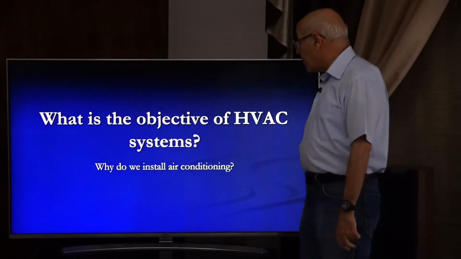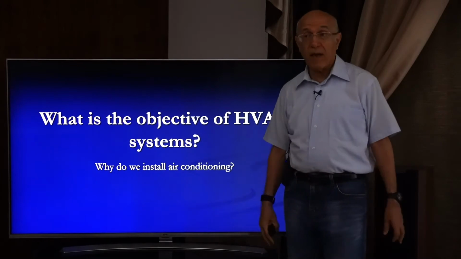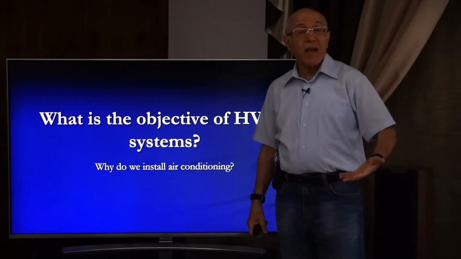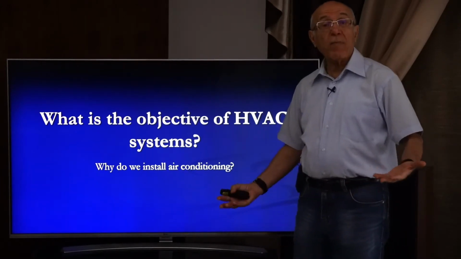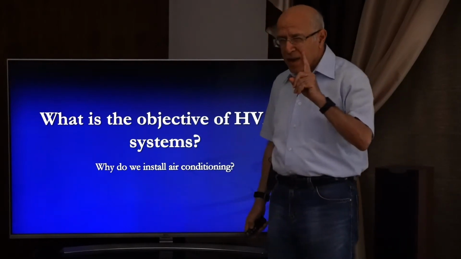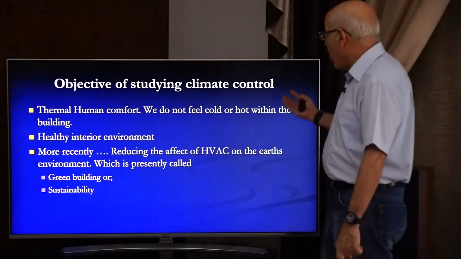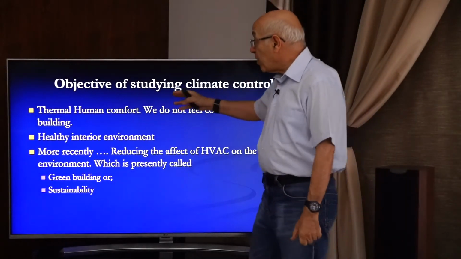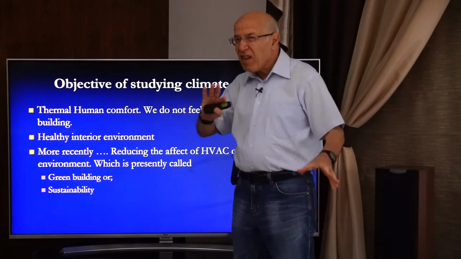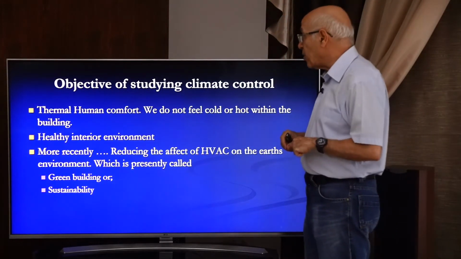So what is the objective of an HVAC system or a climate control system or air conditioning? Well, the first thing that comes to mind is lowering the temperature, giving us the temperature that we want. But that isn't exactly the whole picture. What we want to achieve is actually thermal comfort. And it's not the same as temperature, and I'll explain that in some detail as we go along.